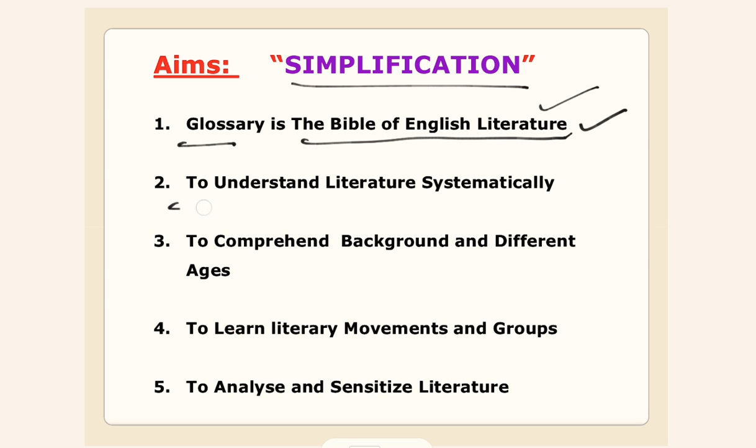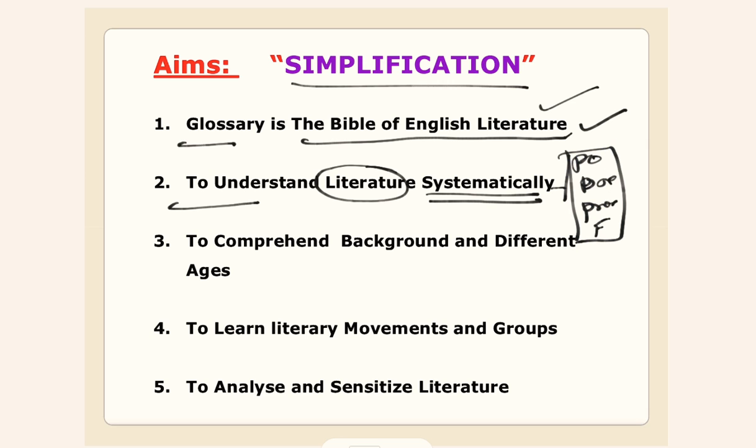Second one, to understand literature systematically. Systematically means poetry, drama, prose, fiction. So in this book, they have given all or most of the concepts regarding all these sections which are prescribed in the syllabus of UGC NET SLET. That's why it is called the Bible of English literature.